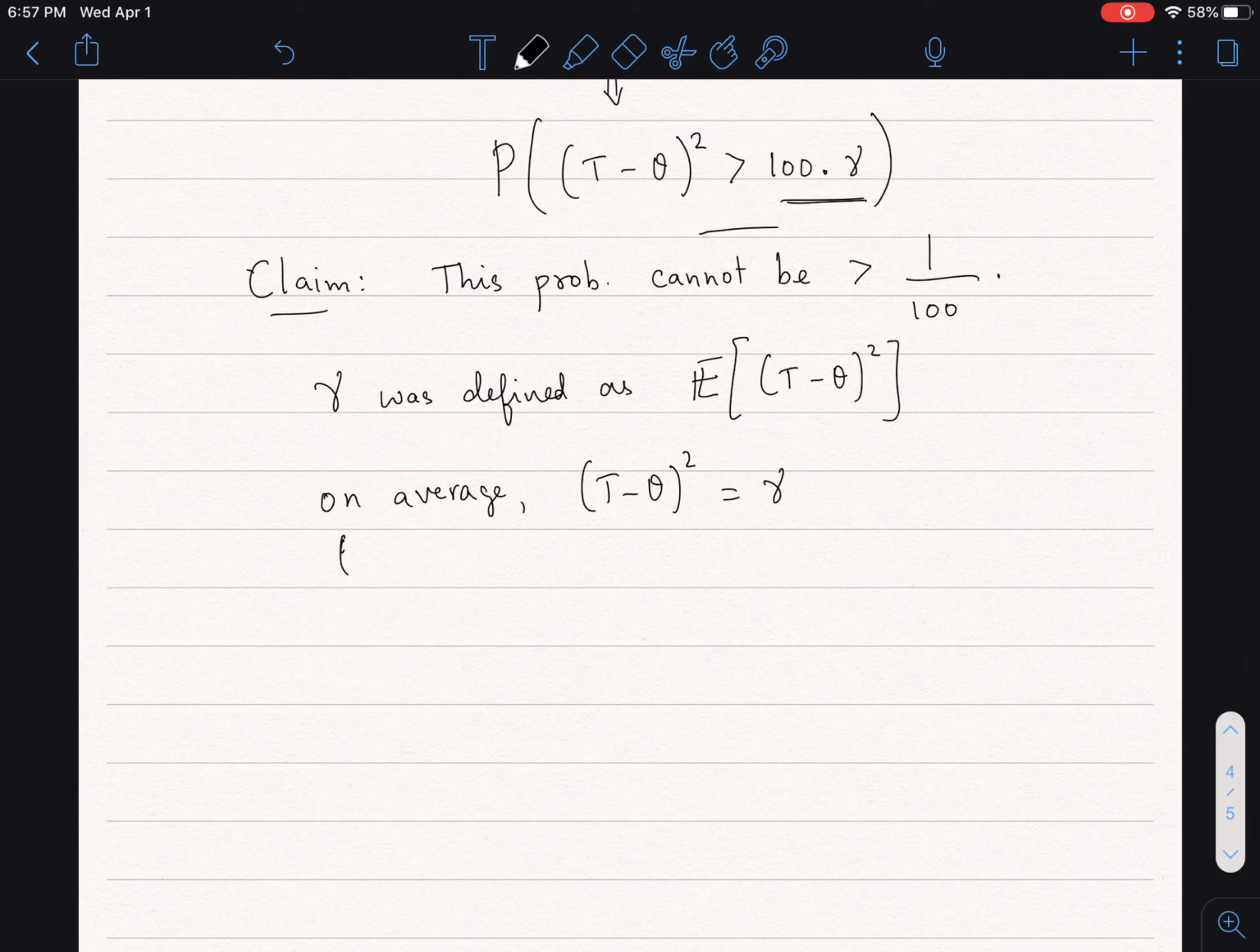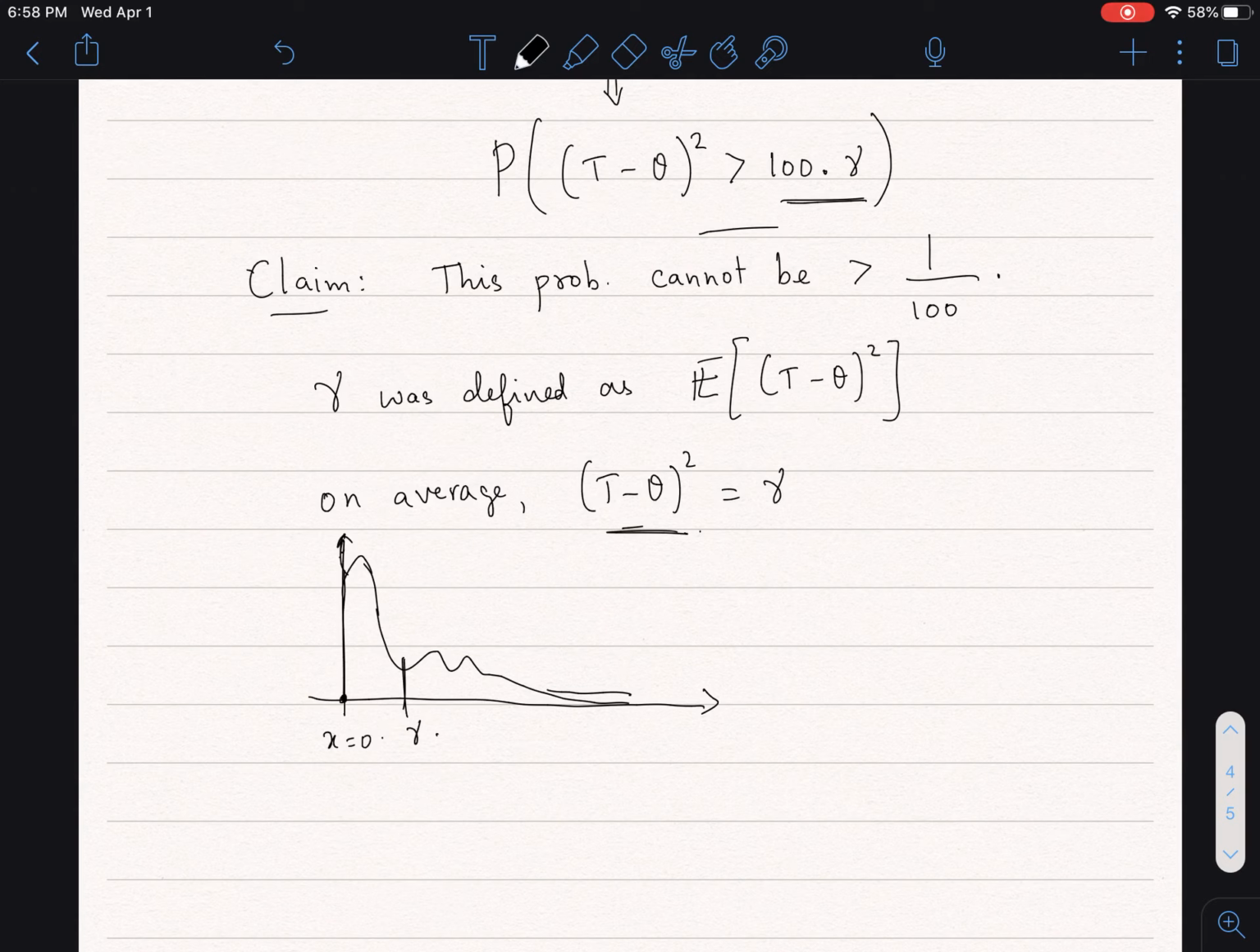If you were to think of t minus theta whole squared as a random variable, this is a non-negative number, because the square of t minus theta is always non-negative. So this is x equals 0. This random variable has some distribution. It can be 0 sometimes, maybe it's 0 with some probability, and then it decays. But what we know is that the expectation of this random variable is gamma.